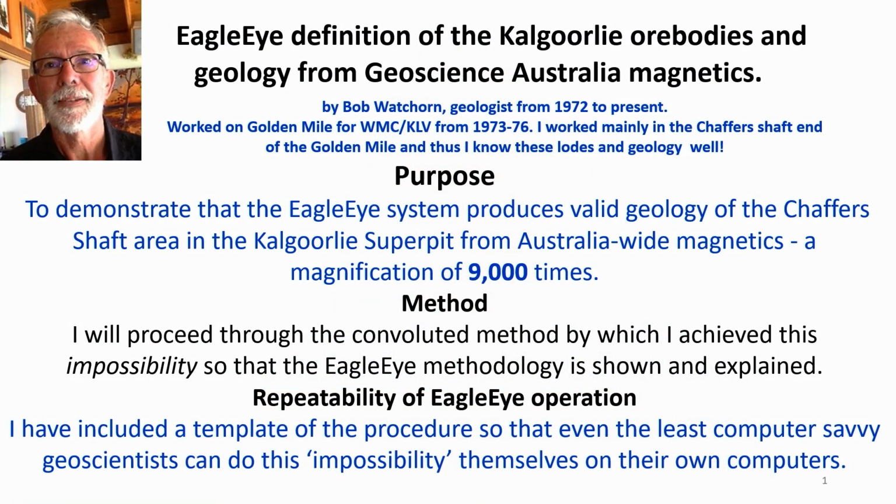The purpose of this talk is to demonstrate that the EagleEye system produces valid geology of the Chaffers Shaft area in the Kalgoorlie Superpit from Australia-wide magnetics at a magnification of 9,000 times. I'll be proceeding through the convoluted method by which I achieve this impossibility, so that the EagleEye methodology is shown and explained.